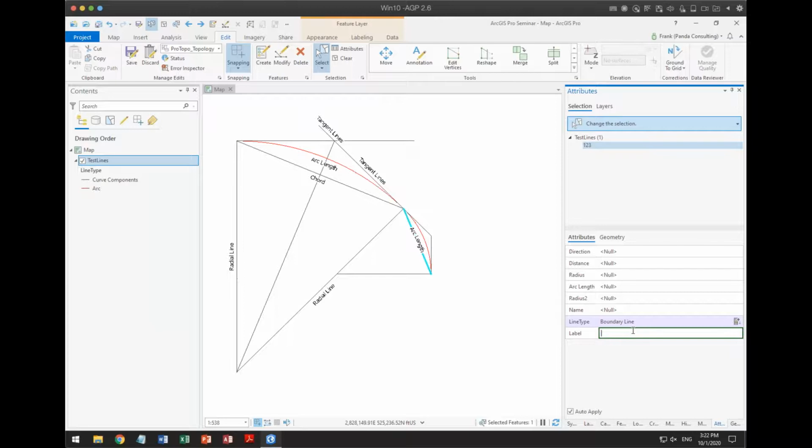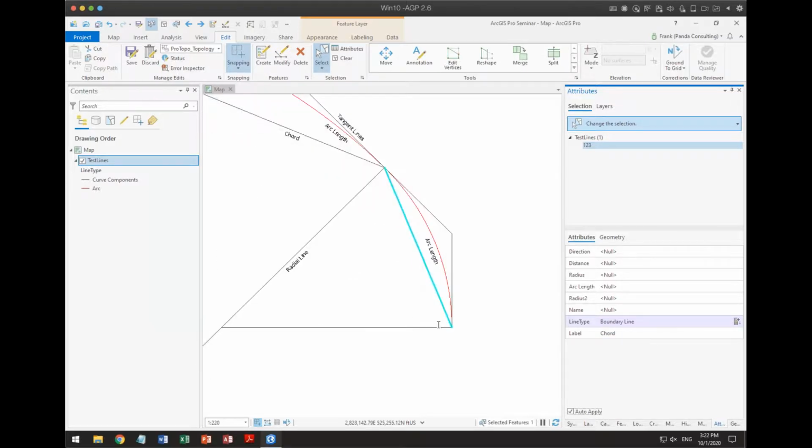This is actually, that arc length is on there. This is the chord on here. There we go.